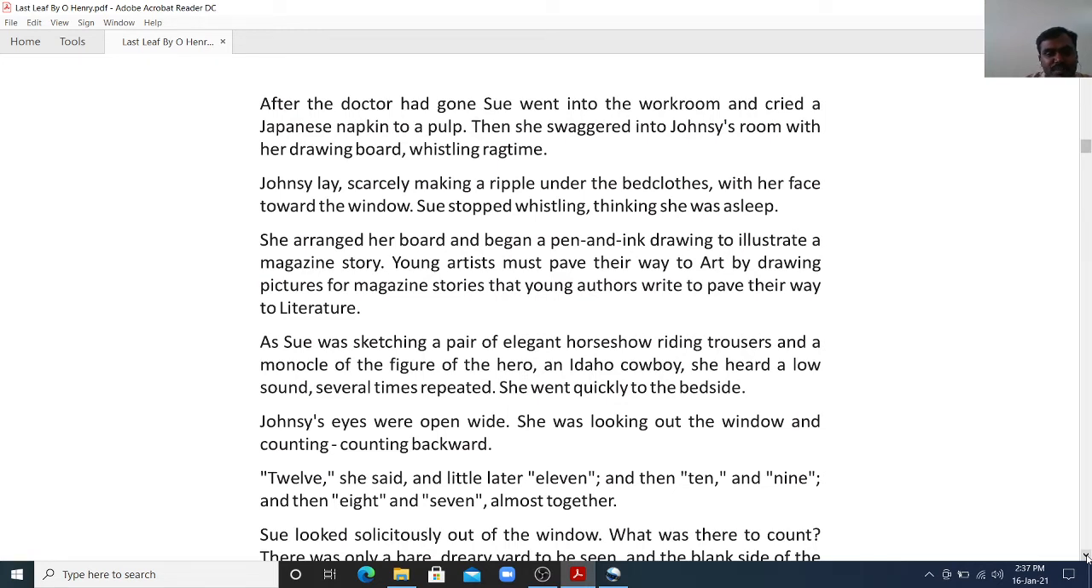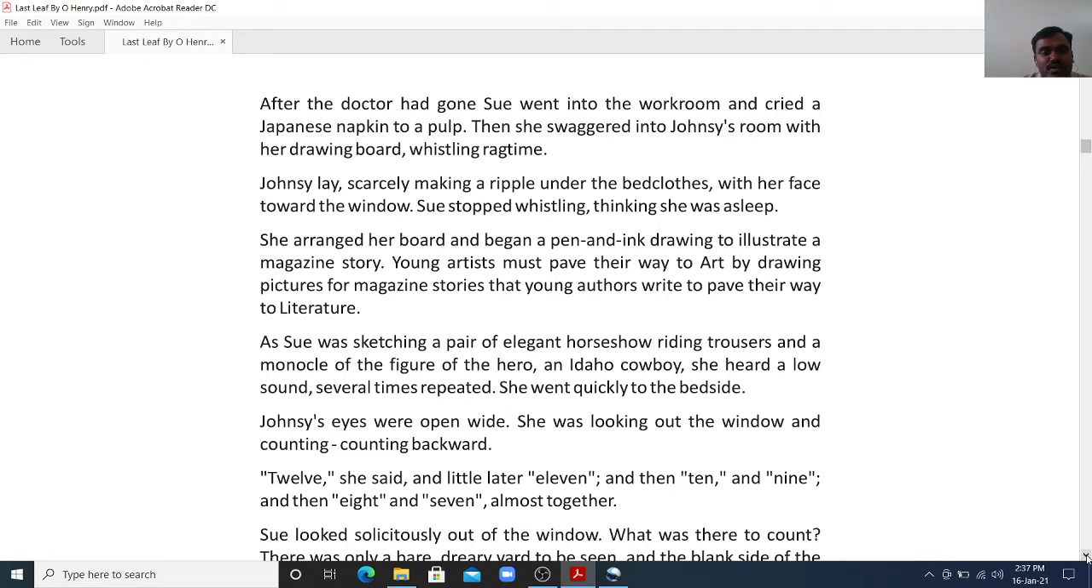As Sue was sketching a pair of elegant horse show riding trousers, she was drawing that, and a monocle on the figure of the hero. Monocle here means the eyeglass of this hero, an Idaho cowboy. So this hero is an Idaho cowboy.